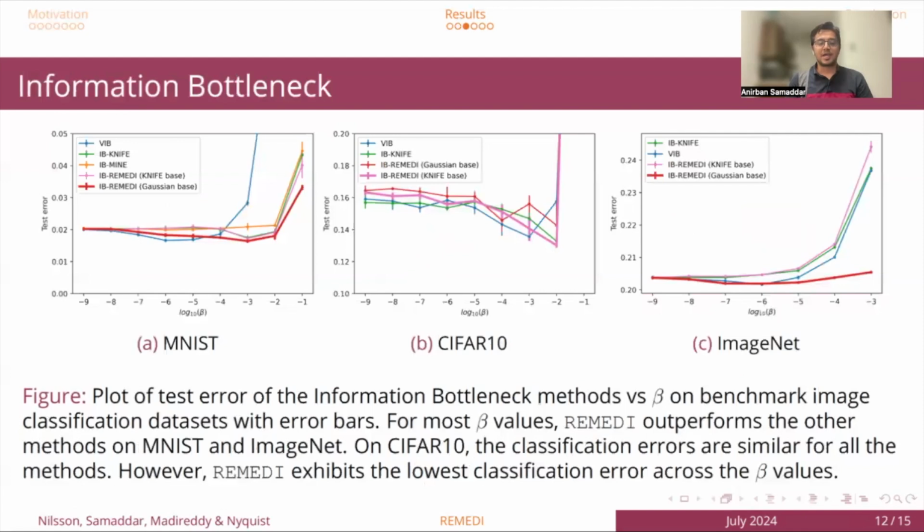Next, we apply REMEDI in the information bottleneck framework. Here we show results on 3 image classification datasets, MNIST, CIFAR10, and ImageNet. And in all the datasets, we observe that REMEDI gives us competitive performance. And in most of these cases, we observe that REMEDI is actually better than the other approaches.